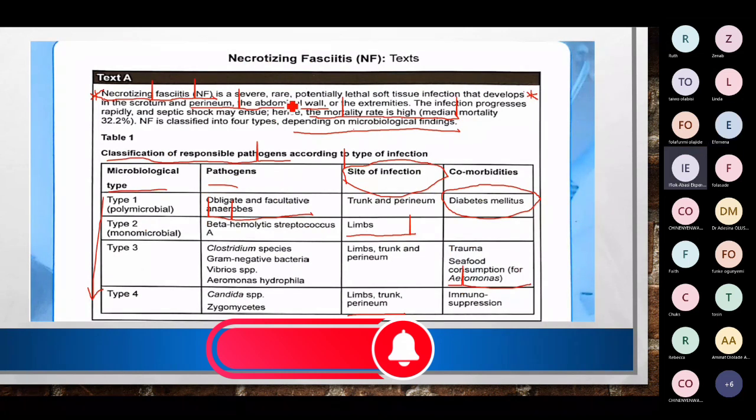So we now read text A again. Necrotizing fasciitis infection. As the infection progresses, can you see from here? The infection progresses rapidly, quickly, and septic shock may ensue. That's a complication, right? When the disease progresses rapidly, septic shock will ensue. So the answer is what? Septic shock.